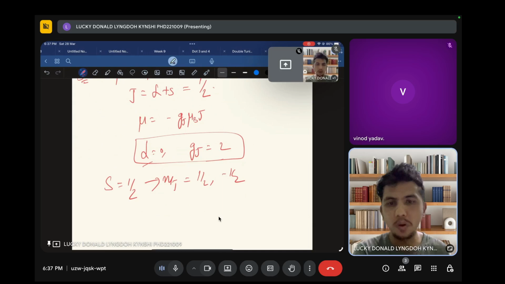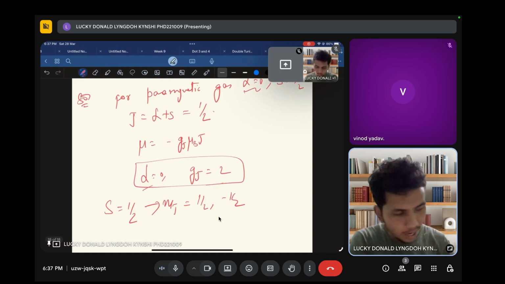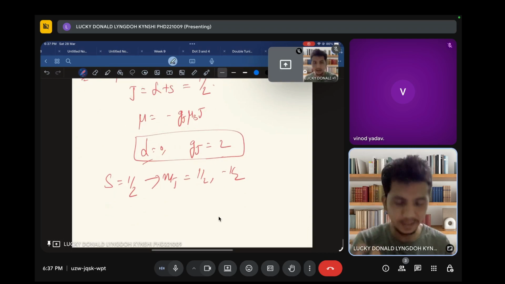Okay, so L equal to 0, GJ is equal to 2, spin is equal to half, you have MJ plus half and minus half. So that is one thing. Now, what happens if you have an external magnetic field?